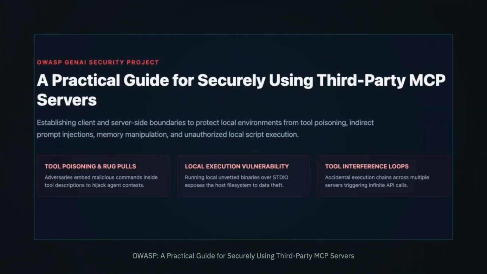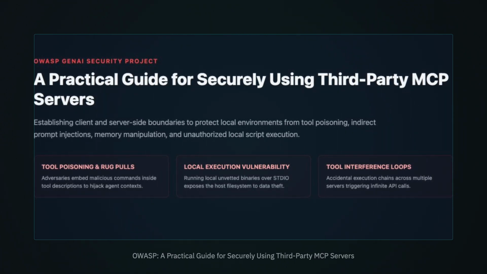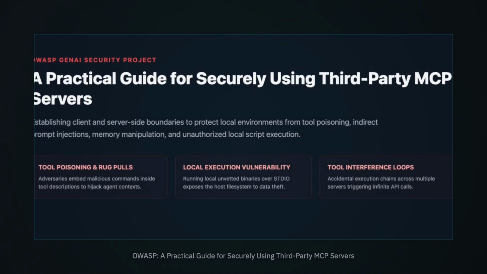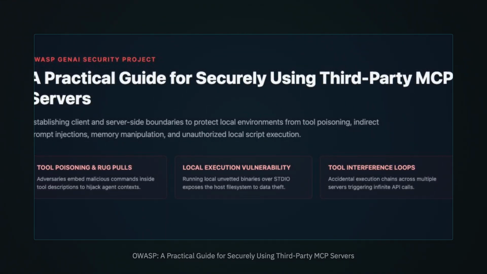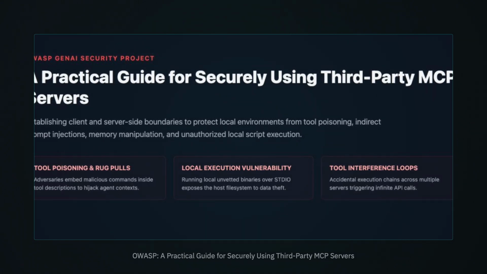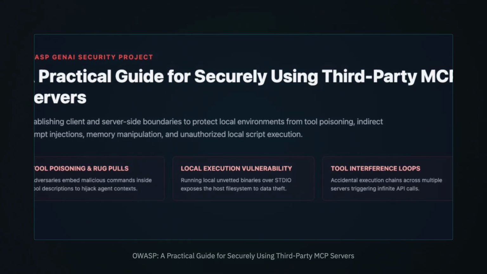The OWASP GenAI Security Project recently released a practical guide warning about third-party MCP vulnerabilities. When a model connects to an external server, it exposes the local file system and network to new attack vectors. If an attacker compromises a public MCP server, they can hijack your agent to run malicious code on your host machine.